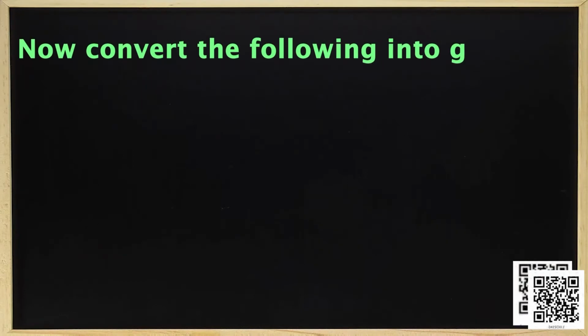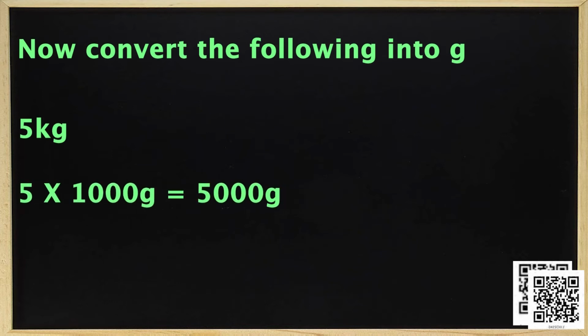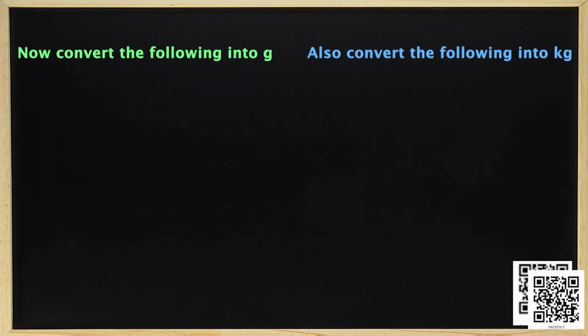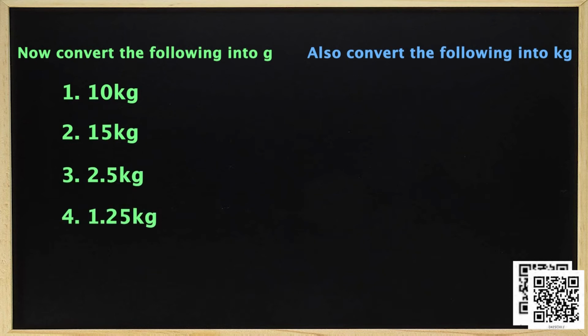So, now you try to convert different weights from kilogram to gram and gram to kilogram. Let us do that. Convert the following into gram. 5 kilogram can be written as 5 into 1000 gram, that is equal to 5000 gram. Similarly, you try to convert other weights into gram like 10 kilogram, 15 kilogram, 2.5 kilogram, 1.25 kilogram.